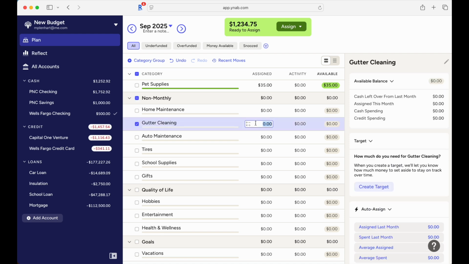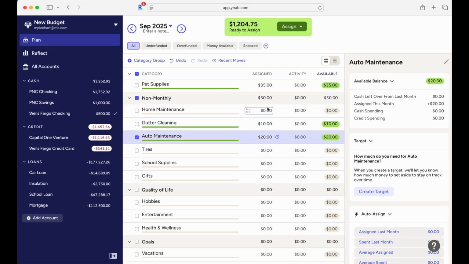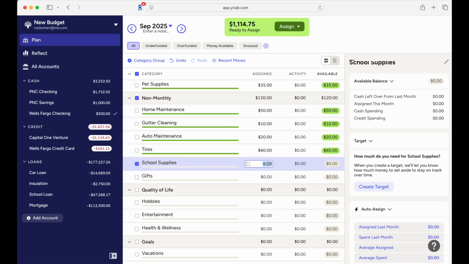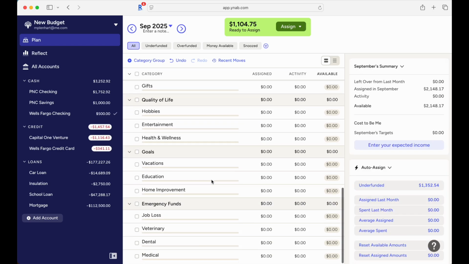Okay, and then as we come down here, I know for gutter cleaning, we're going to do that usually once a year. So I'm just going to throw $10 in there. I'm going to put 20 in for auto maintenance. I'll put 50 in for home maintenance. The tires, I know I'm going to pay for those once every few years. So for now, I'm just going to go ahead and throw $40 in. School supplies aren't really that much. I'll put 10 in there for now. Gifts are not an obligation.